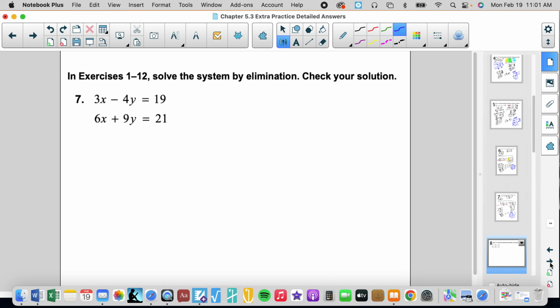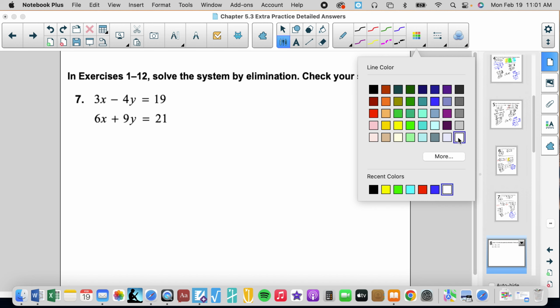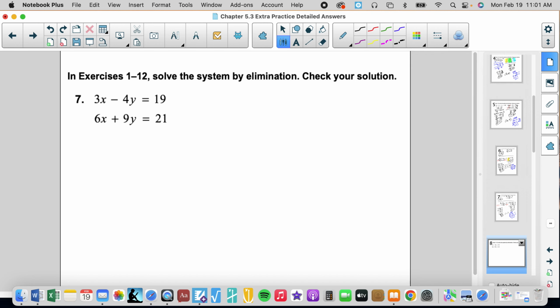Solve the system. All right, they're in the same form. This is good. Let's get rid of this 7 for a second. Let's move that up a little bit so we can show the multiplication. This is number 7. In this situation, they're in standard form, but my x's don't cancel and my y's don't cancel. So we have to decide which variable we want to cancel.